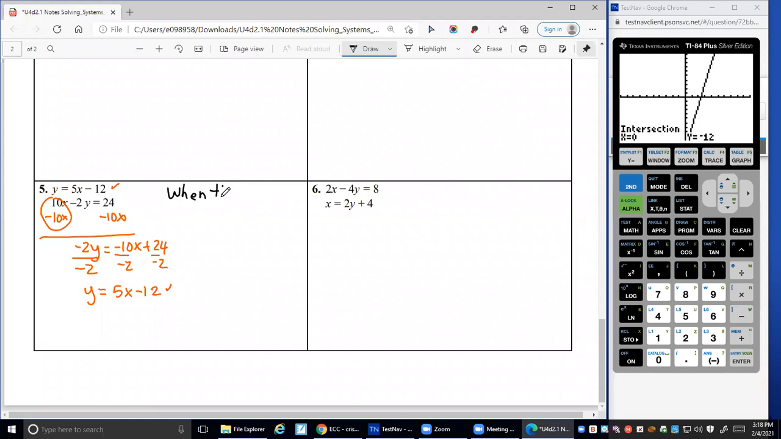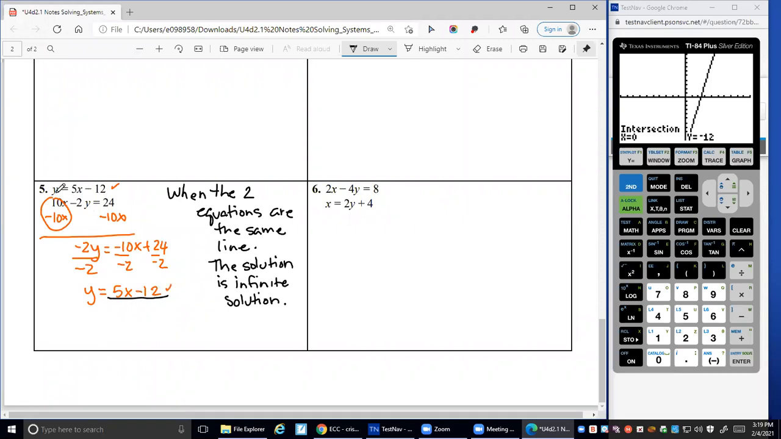when the two equations are the same line, okay, the calculator will lie to you, but you need to know that the solution is, y'all remember what the solution is? It is infinite solutions, okay? And the other special case is, so this is like when you have that same, you can see that the equations are the same, right?